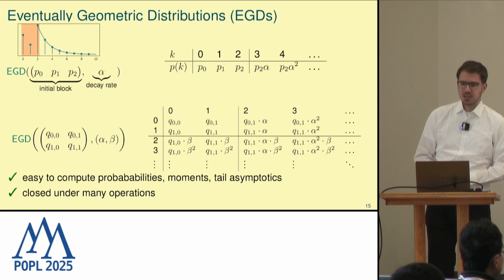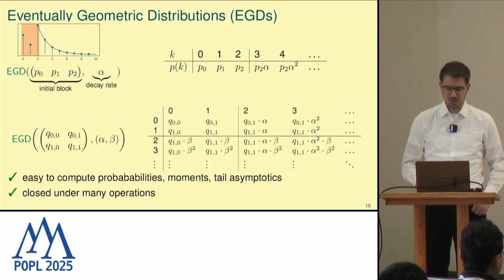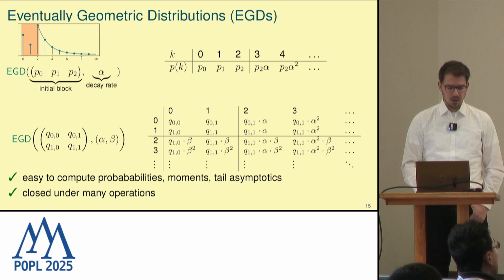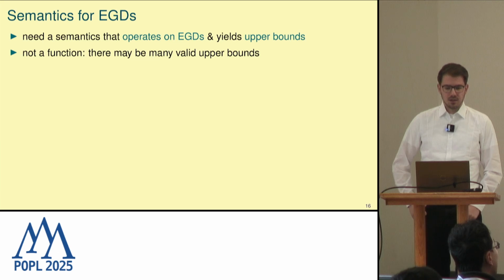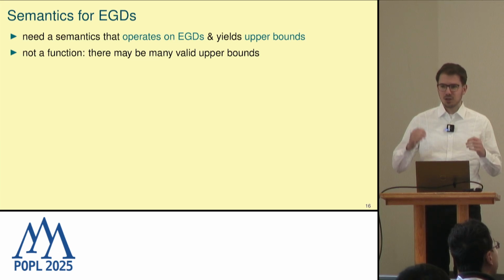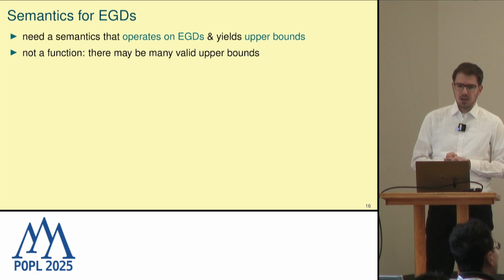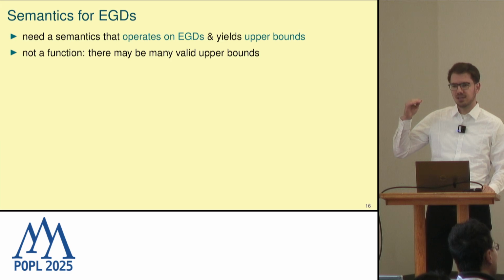So this class of distributions has some nice properties. It's still easy to compute probabilities, moments, and tails because they rely on geometric distributions. But they're closed under many more operations. For example, increment and decrement. All right. So we have to build a semantics that operates on these EGDs and yields upper bounds. And contrary to before, this cannot really be a transformer semantics, cannot be a function, because there may be many upper bounds that are valid.